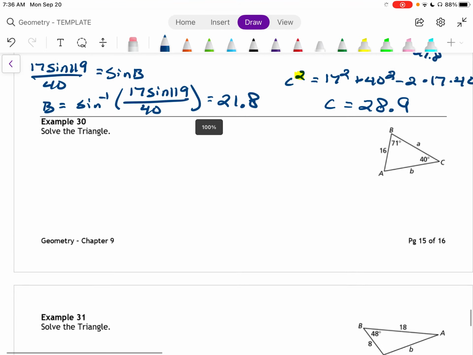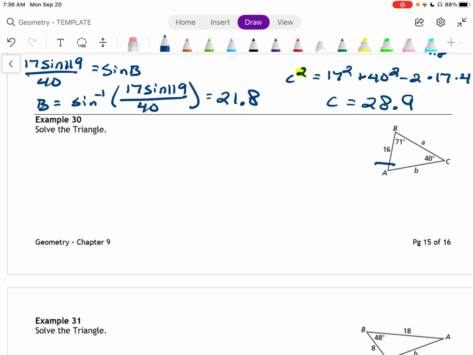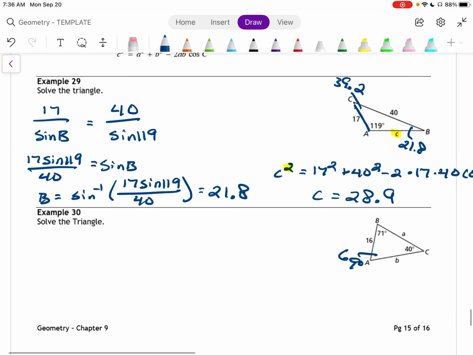Number 30. We could start off right away by finding that other angle measure. So I'm going to take 180 minus 71 minus 40. And I got 69 for that. Oh, I don't know if I told you what our answers were for 29. I'm sorry.